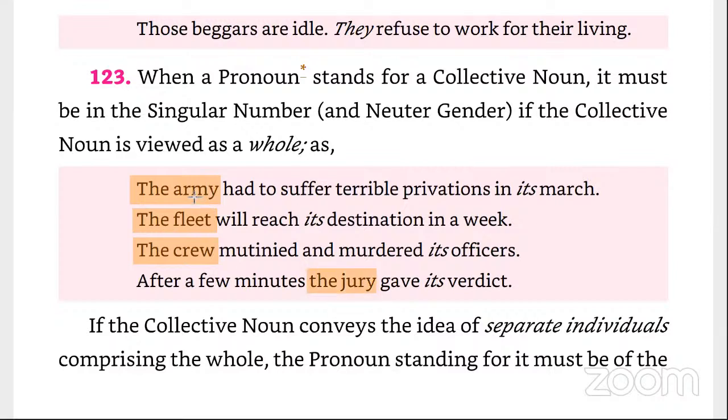But when we are talking about army, fleet, or crew, we consider this collective noun to be one. It's march. That means I consider the army together. Collective noun. Fleet, collective noun. Crew, collective noun, but it behaves like a singular.